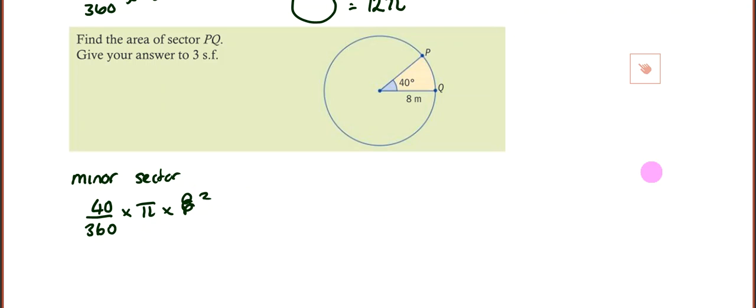The only real problem when people answer these questions is getting the formulas the wrong way around. They don't make the link between it being a fraction of the circumference or a fraction of the area.